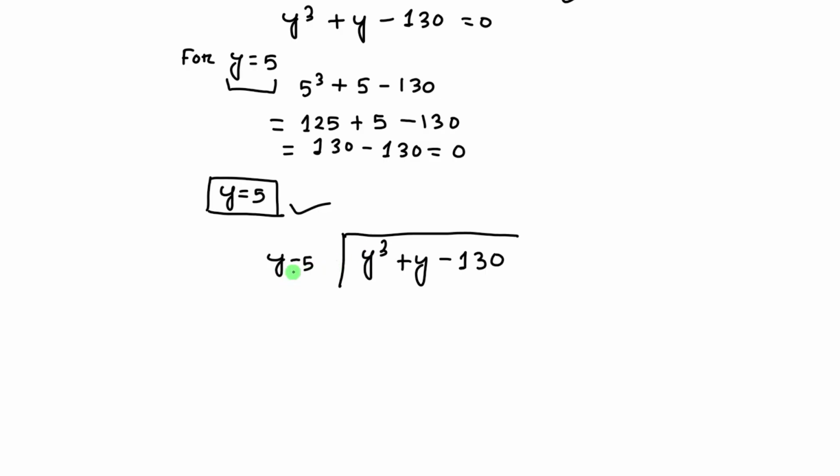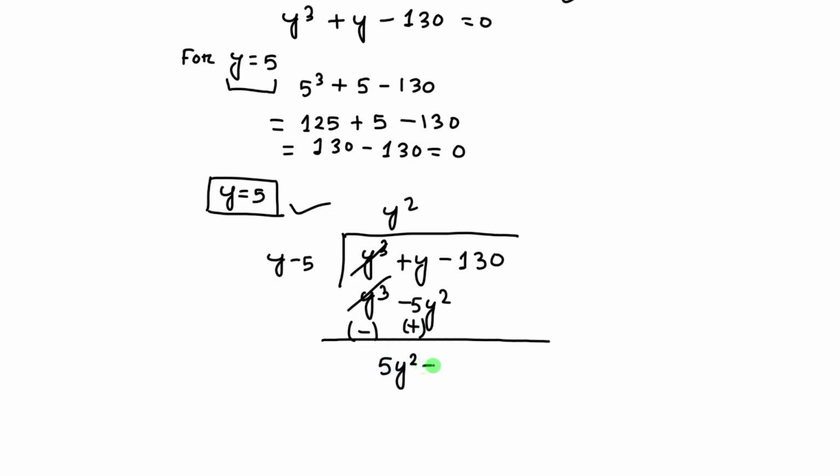As we have y minus 5 as a divisor, in the quotient I will take y squared. So y multiplied with y squared gives y cubed. Here we'll write y cubed, and minus 5 multiplied with y squared gives minus 5y squared. Here y cubed is positive, so we'll take negative here, and here negative, we'll take positive. So y cubed minus y cubed get cancelled out, and here we'll write 5y squared plus y minus 130.